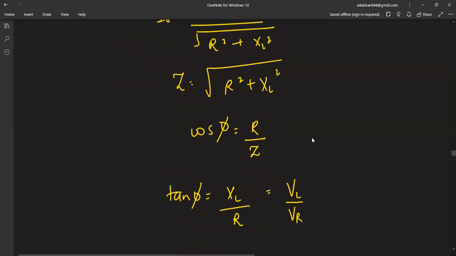So when you take cos phi, that will be R by Z. I told you this is common for all. For the specifically LR circuit, you have XL and R. Had this been an LCR circuit, then XL minus XC or XC minus XL would have been written. Clear, Austin? Yes. All right.